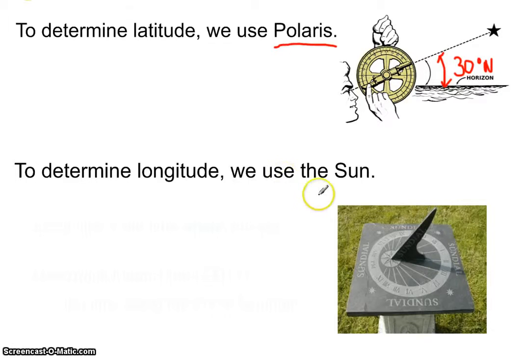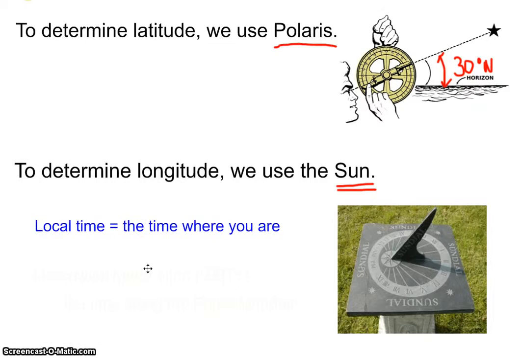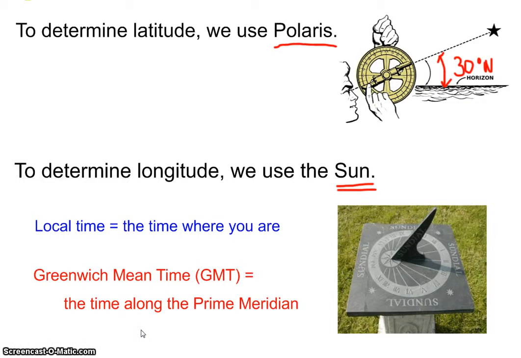To find longitude, what ancient sailors did is they had to use the motions and the position of the sun. And what we mean by that is they had to figure out what time it was in two different places. First, they had to know what their local time was. So wherever the ship was, they had to know what time it was in that place. They also needed to know what time it was back in Greenwich, England, along the prime meridian. So the name of that time zone is called the Greenwich Mean Time Zone, or GMT.